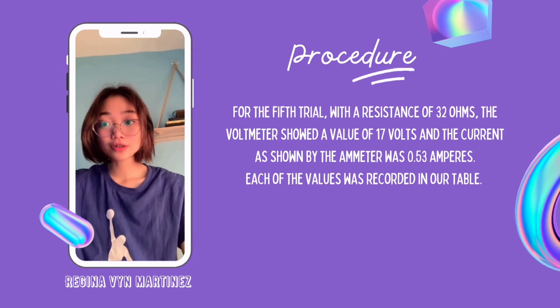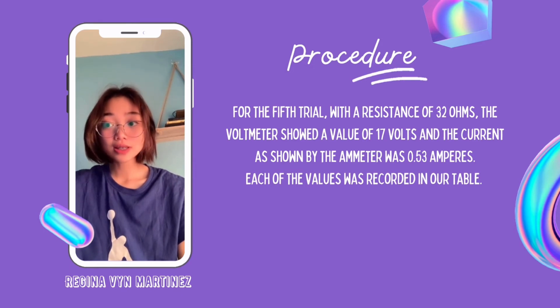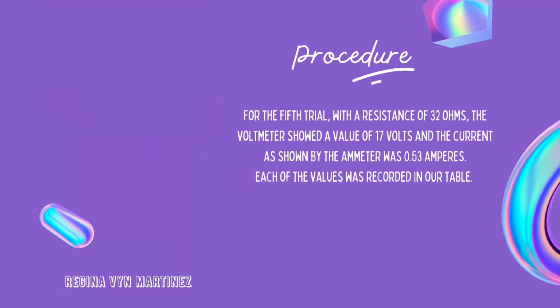Lastly, for the fifth trial, with a resistance of 32 ohms, the voltmeter showed a value of 17 volts, and the current as shown by the ammeter was 0.53 amperes. So after gathering all these data, each of the values were recorded in our table.